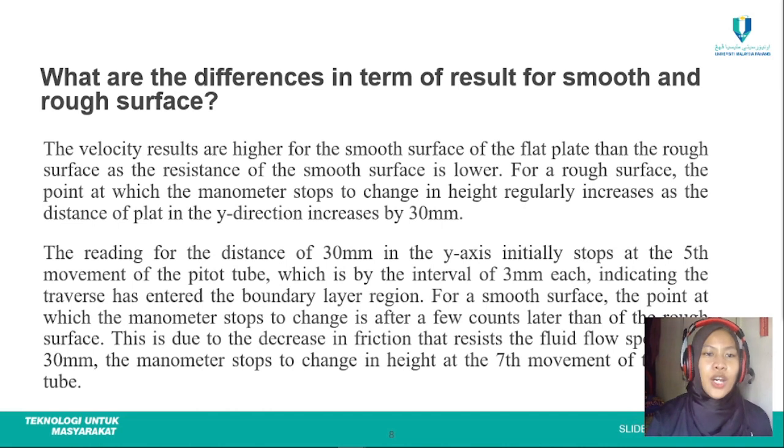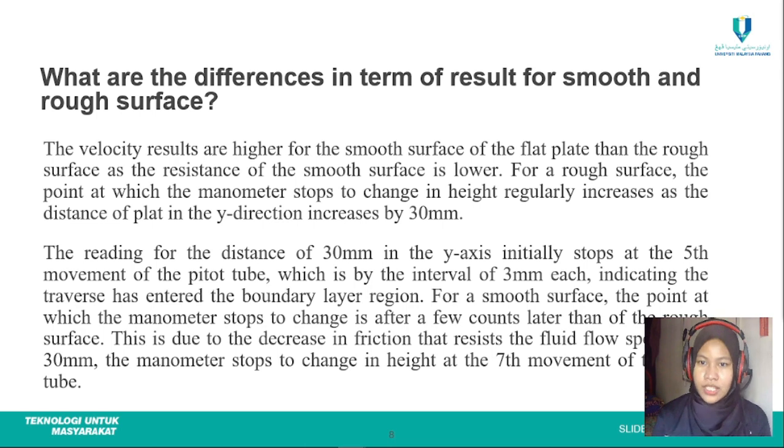Next question. This is the last question. What are the differences in terms of results for smooth and rough surfaces? The velocity results are higher for the smooth surface of the flat plate than the rough surface, as the resistance of the smooth surface is lower.